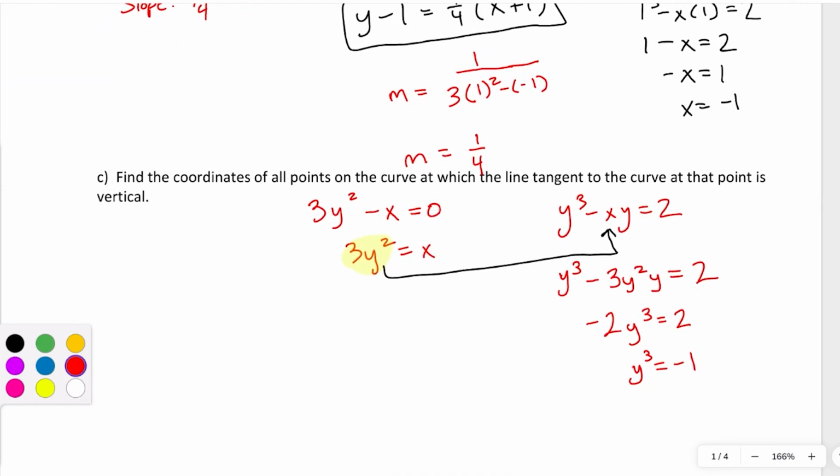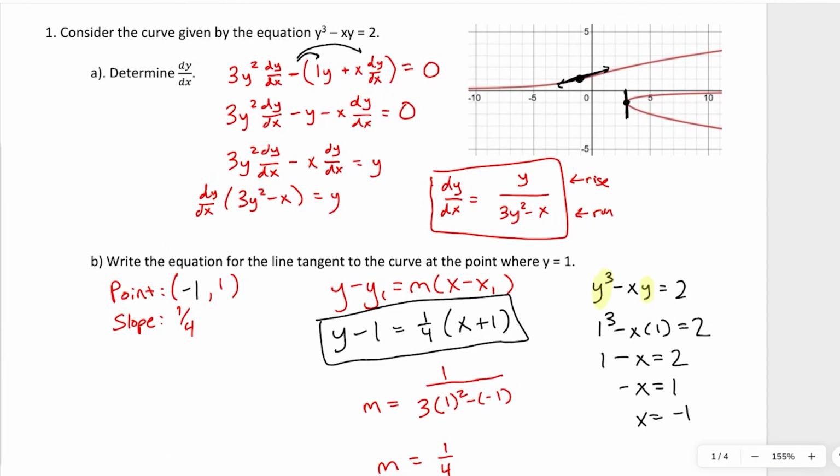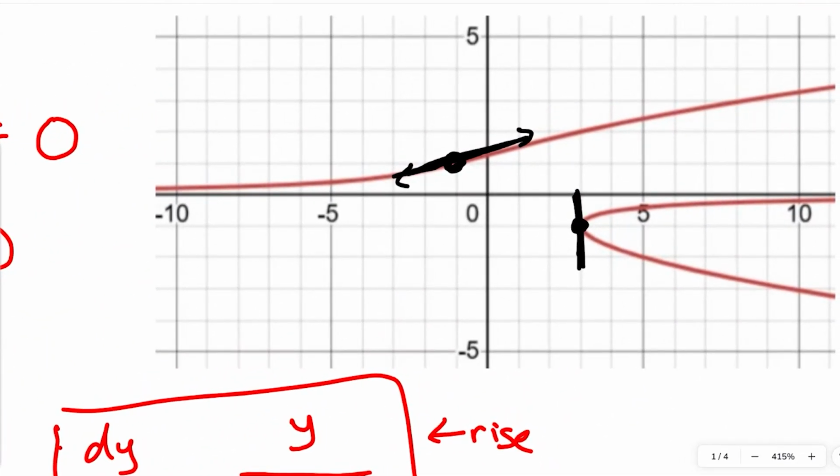And so what's the cube root of negative 1? It's negative 1, right? Negative 1 times itself 3 times is negative 1. So y is negative 1. All right, so we know then that the y coordinate has to be negative 1. And if we look back at the graph, we can see that sure enough, that y value is negative 1. We're expecting the x to be 3 and the y to be negative 1, and so far, so good.